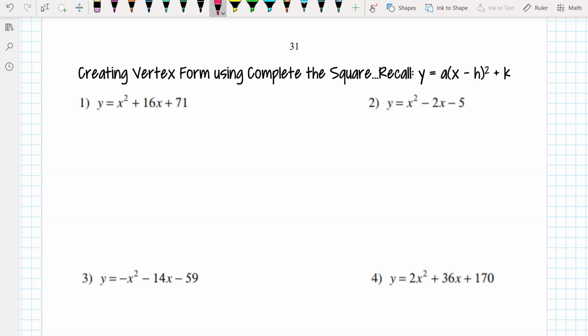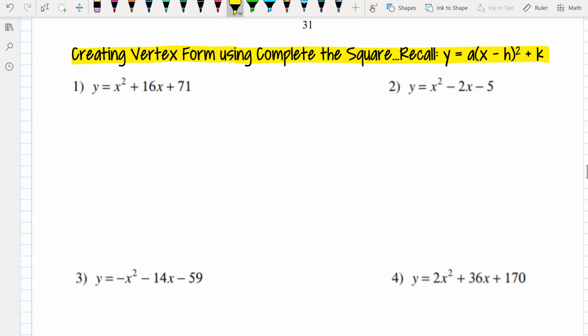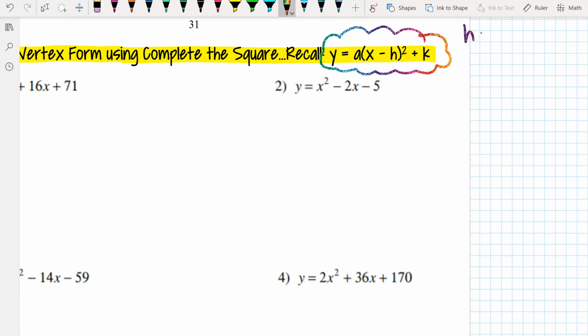We're on page 31, and I wanted to walk you through how to create vertex form using completing the square. Okay. So we've been viewing completing the square for a little bit, and I want to show you how to put it into vertex form. If you remember, vertex form is y equals a times (x minus h) the whole thing squared plus k. And if you remember, h and k are your vertex, okay?